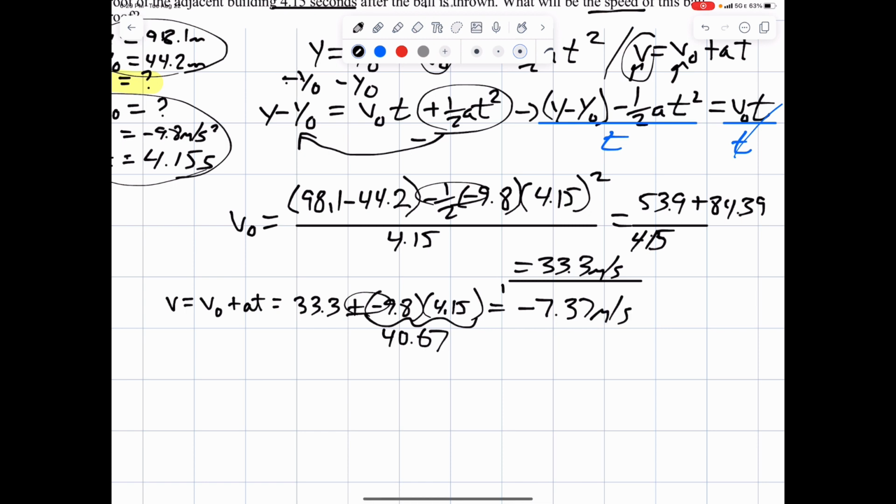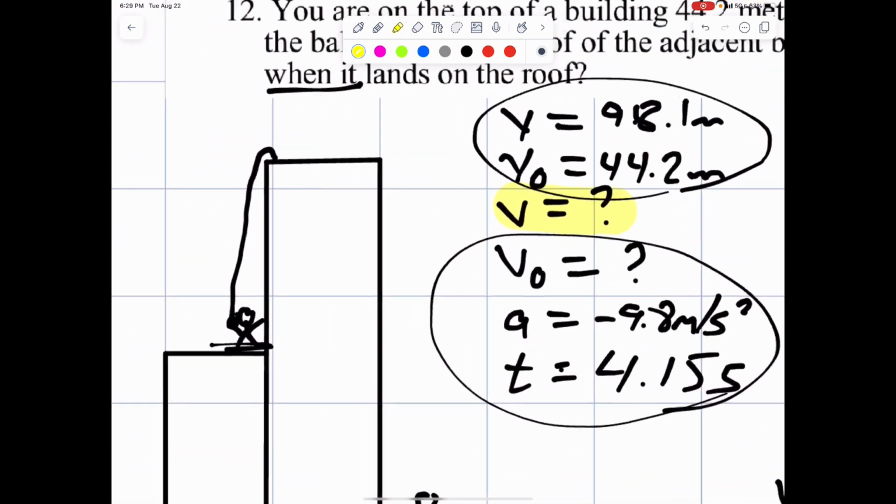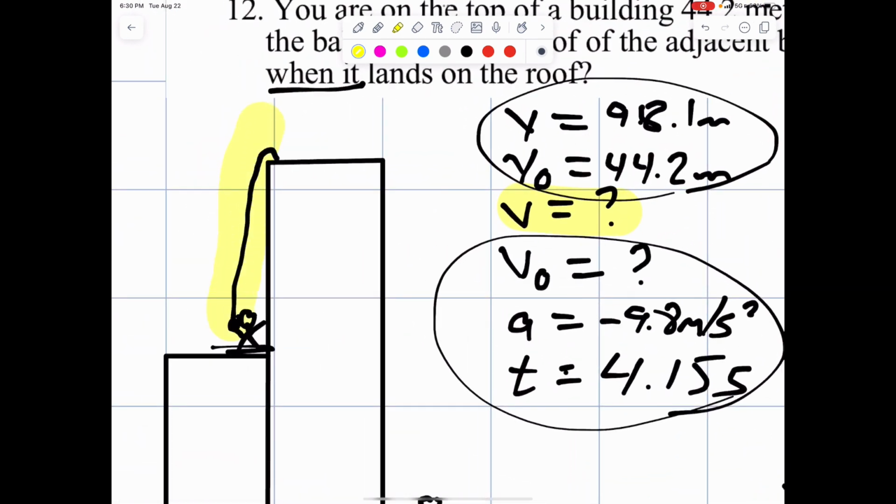Now, what's the significance of the negative? Well, that means as the ball is going up on the roof, it's on its way down again. If you look at the picture, the ball went up and probably went down again a little bit to land on that roof.